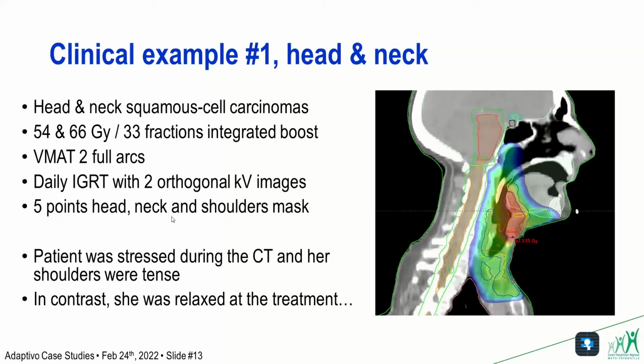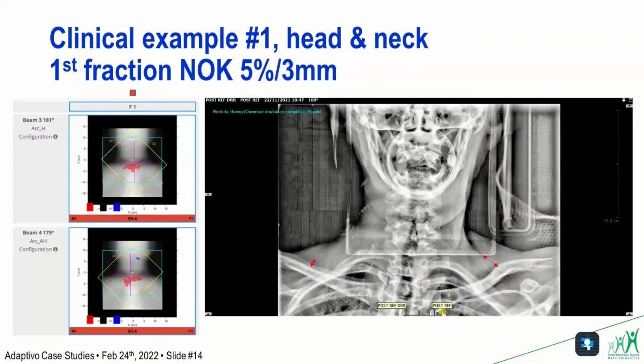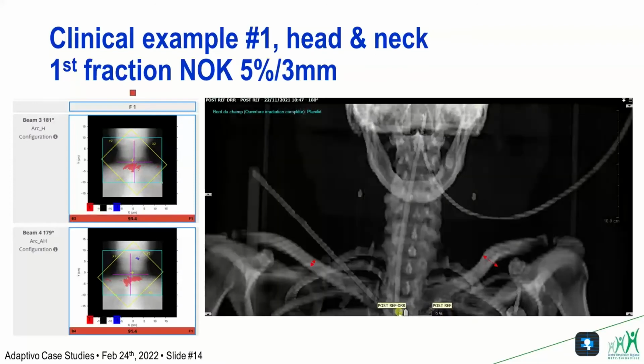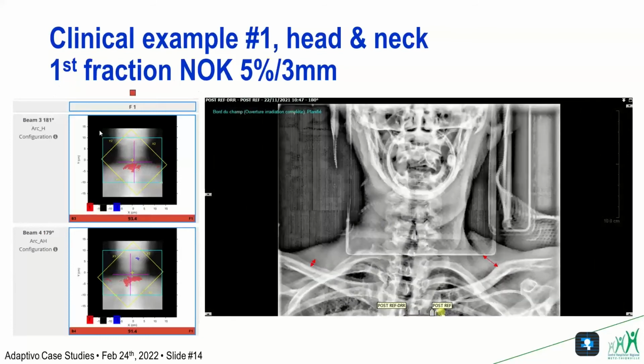The problem with this case is that the patient was very stressed during the acquisition of the planning CT, and her shoulders were very tense. But in contrast, when we wanted to treat her, she was very relaxed and the shoulder positioning was not the same. That is the analysis with Adaptivo at the first fraction on the left. So it was not okay.